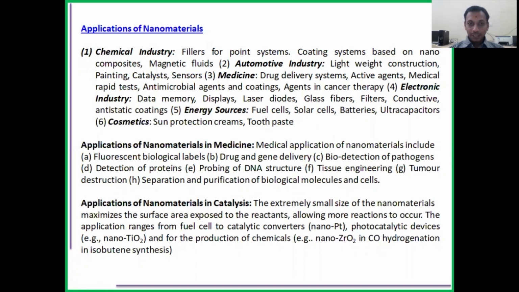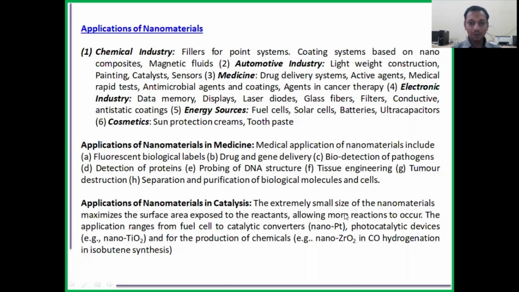They can be useful in the chemical industry, automotive industry, medicines, energy services, cosmetics. So each and every field has applications of nanomaterials. Here you can see the applications of nanomaterials in medicine, a very huge field of medicine. But today, our main focus is on applications of nanomaterials in catalysis.